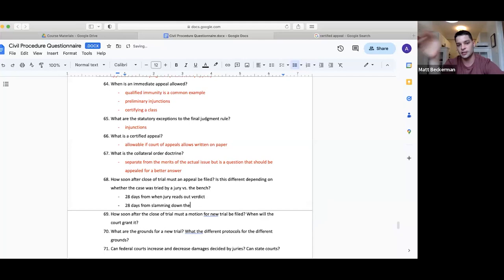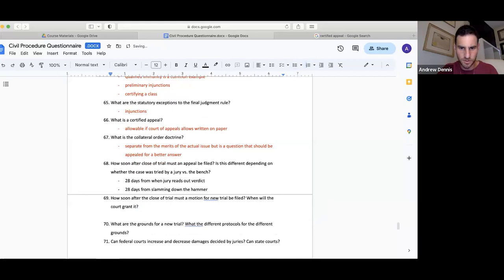All right, how soon after close of trial must a motion for a new trial be filed? When will the court grant it? Also within 20 days, right?